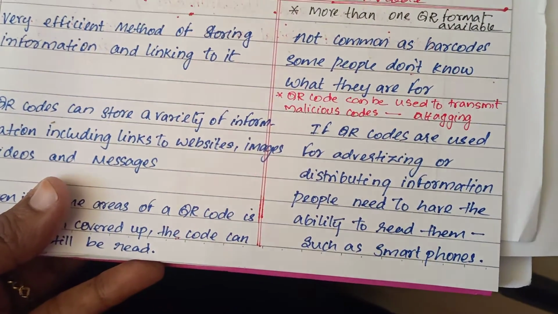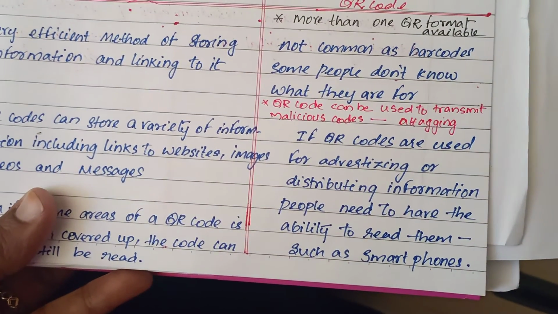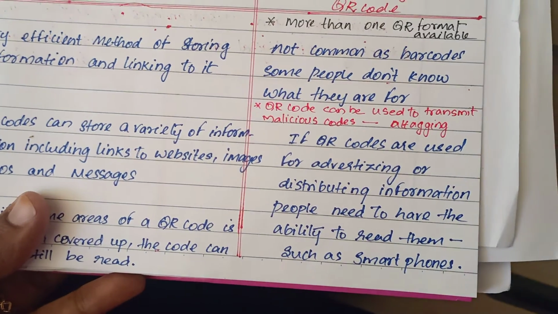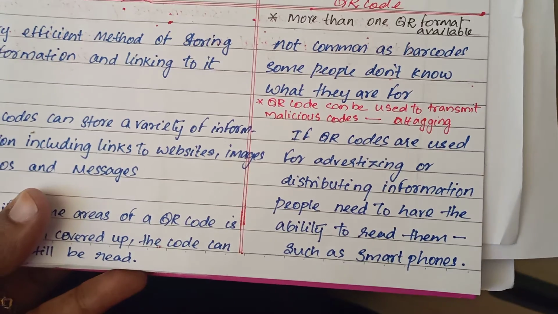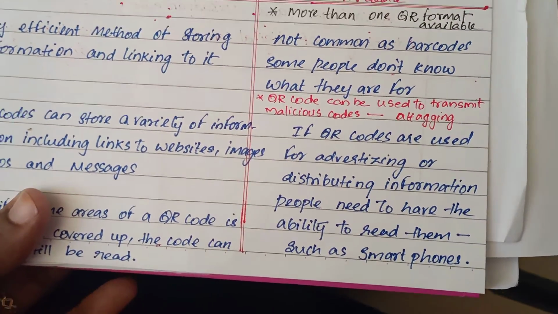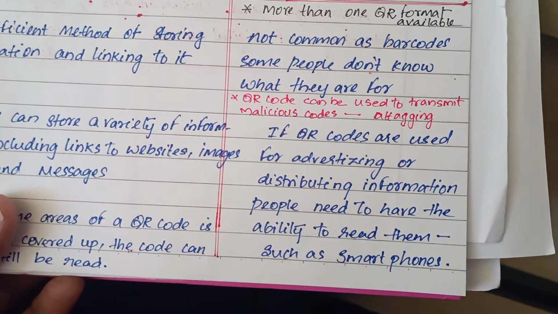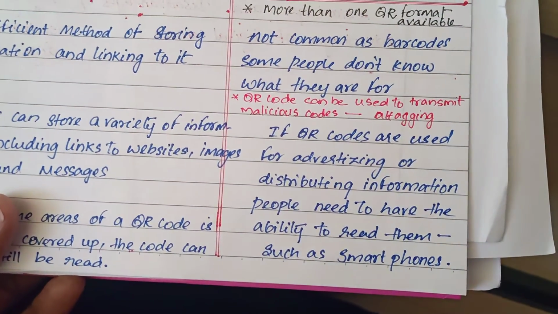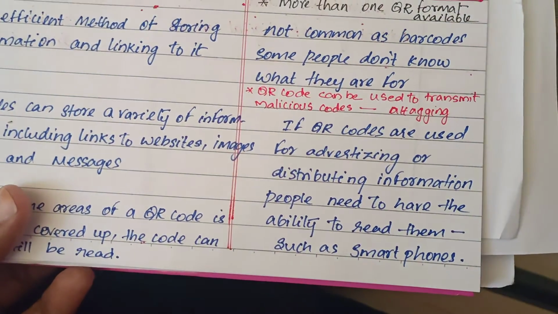QR codes can also be used to transmit malicious codes, and we call it tagging. That means you are not aware of what content is in the QR code unless you scan it. So if it has some kind of malicious code and you scan it without knowing, it can easily gain access to your system control. If QR codes are used for advertising or distributing information, people need to have the ability to read them, such as smartphones. If people do not have smartphones, there is no use for QR codes. So these are the disadvantages.